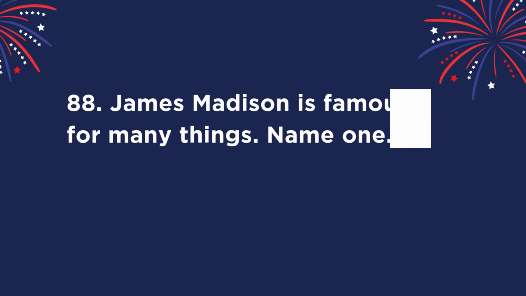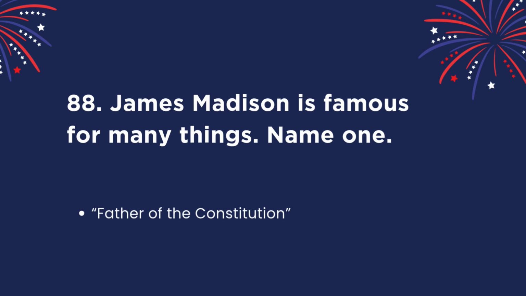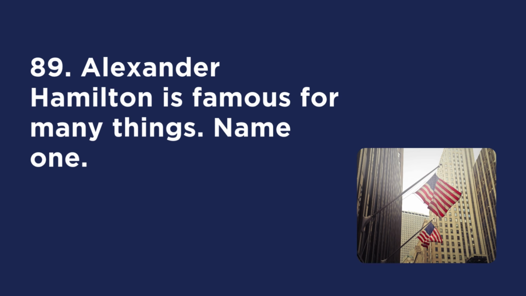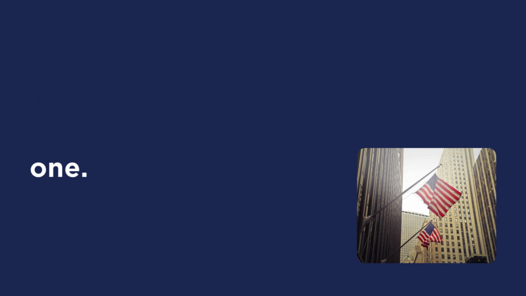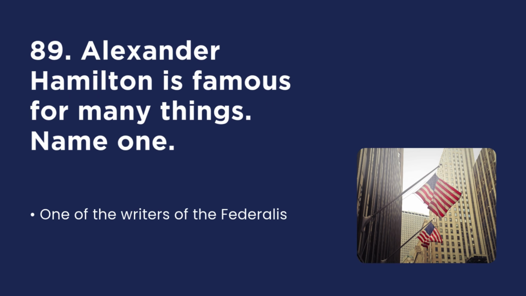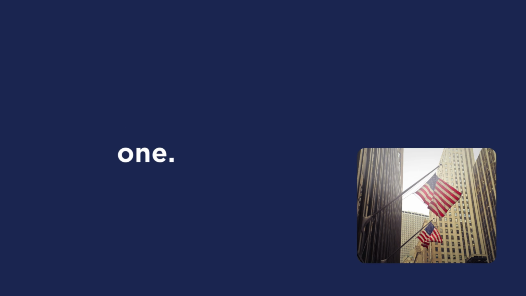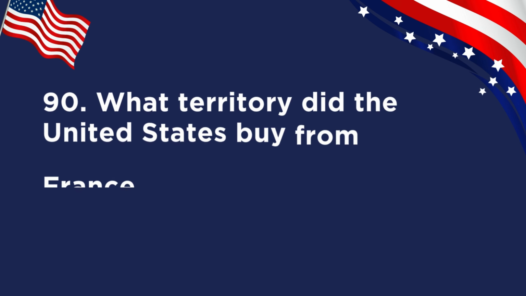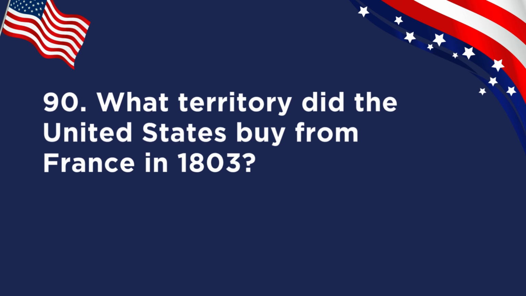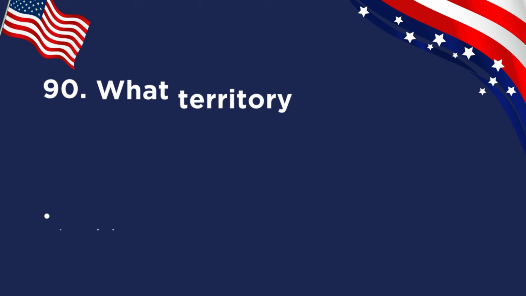James Madison is famous for many things. Name 1. Father of the Constitution. Alexander Hamilton is famous for many things. Name one. One of the writers of the Federalist Papers. What territory did the United States buy from France in 1803? Louisiana.